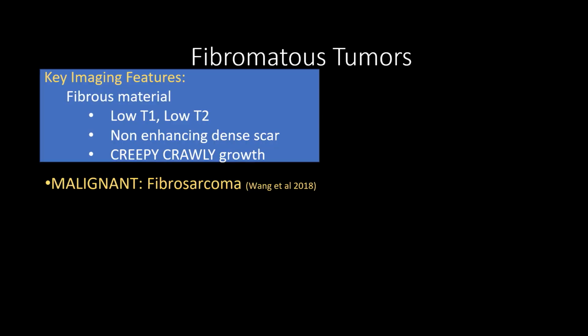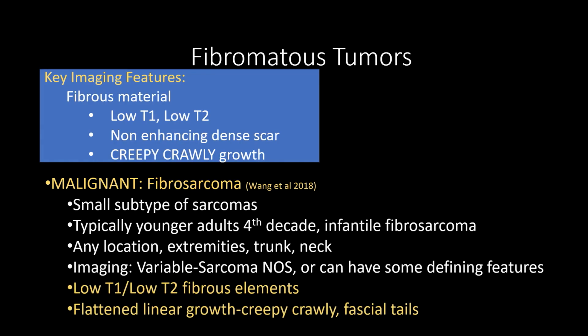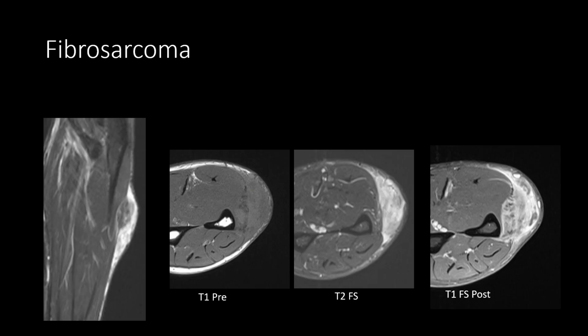Okay, how about our malignant subtype, fibrosarcomas? This is a small subtype of sarcomas, but it's typically our younger patient population. It can really be in any location, but we're still looking for either low fibrous elements or that flattened, creepy, crawly growth. Here's an example of a fibrosarcoma.